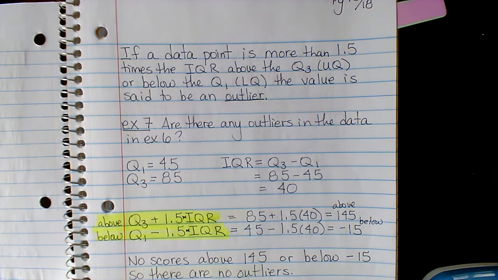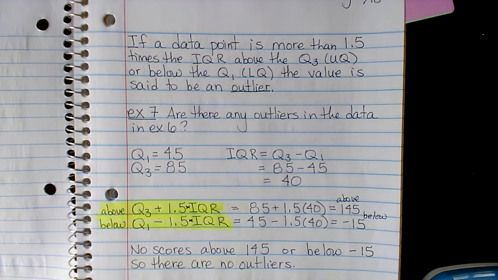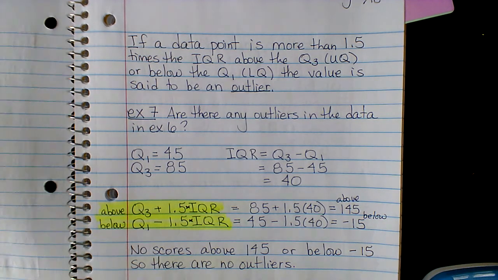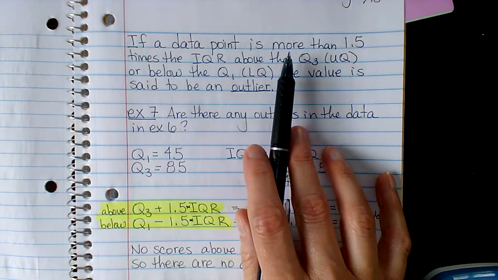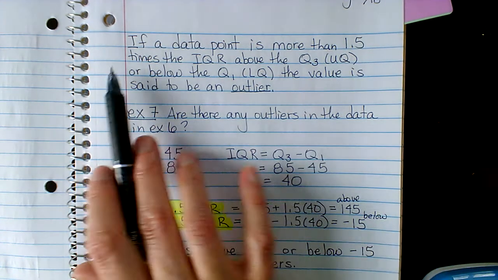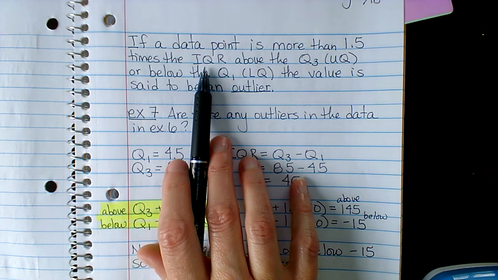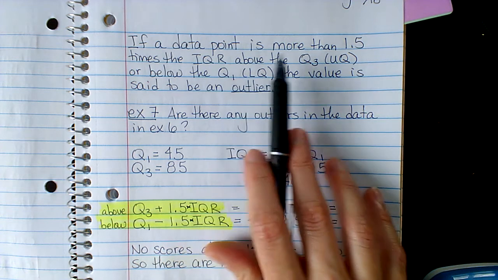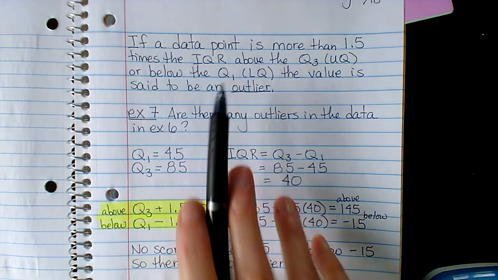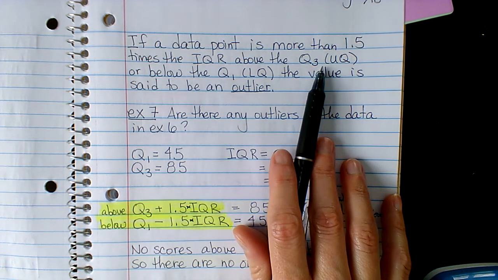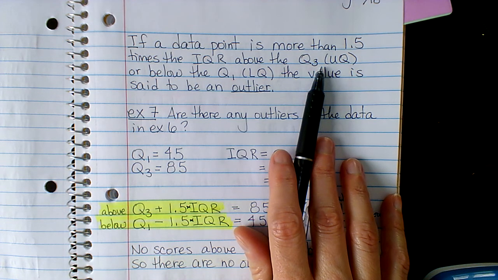Talking about outliers. A lot of students mistakenly think that an outlier is an opinion, and it's not. It actually has a mathematical formula associated with it. If a data point is more than 1.5 times the interquartile range above the upper quartile or below the lower quartile, the value is said to be an outlier. Now, I said this in English, but I'll go ahead and write this in math as well.